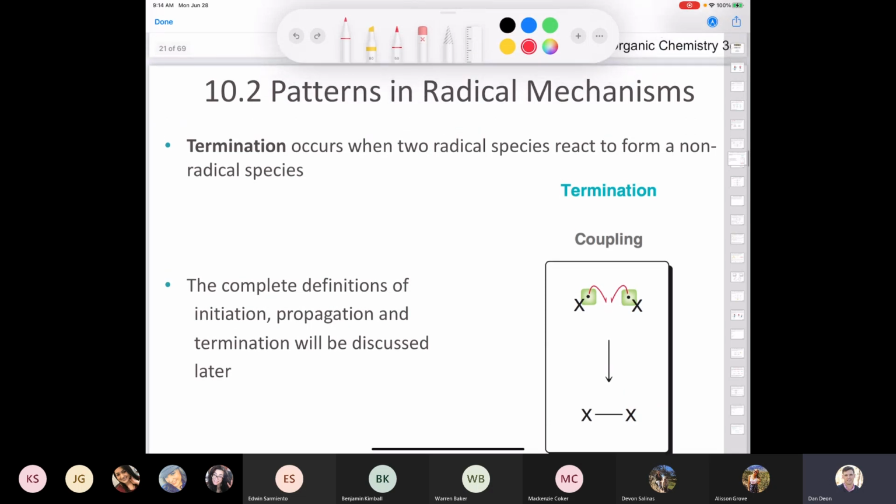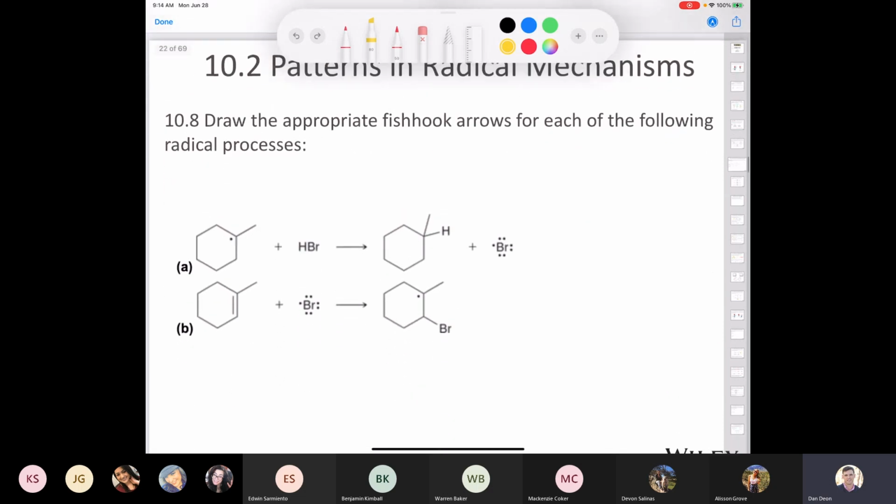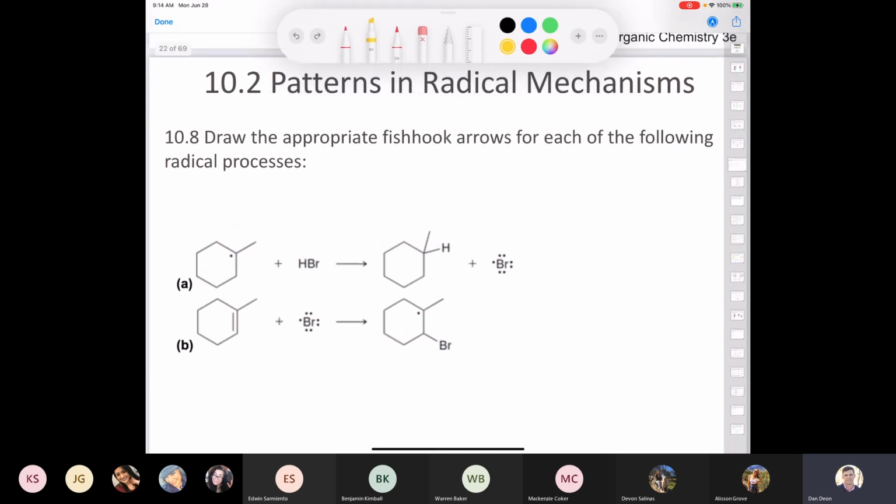It's the end of the road. So you have to be aware of initiation, propagation, and termination. And you can see here in my slides, it says the complete definitions of these are going to be discussed even more as we progress through the chapter. I'll give you more information on these. Well, with that in mind, let's see if we can draw some fishhook arrows for each of the following processes.